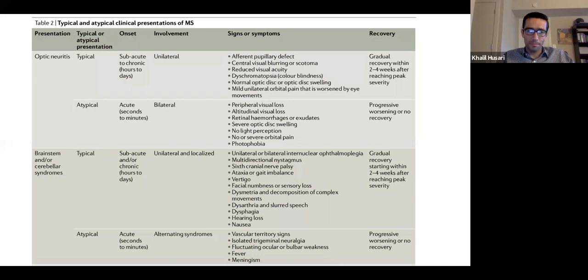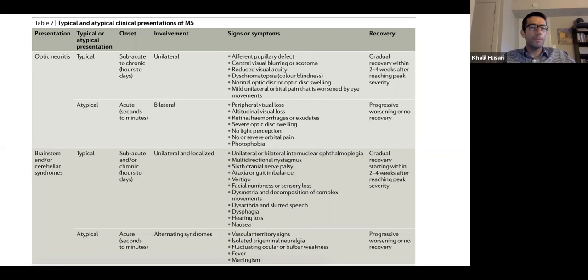Then we have, look at the atypical. So if you have severe optic disc swelling, retinal hemorrhages or exudates when you do the fundoscopy, if you have peripheral vision loss, and no pain, this is usually atypical for optic neuritis with multiple sclerosis.